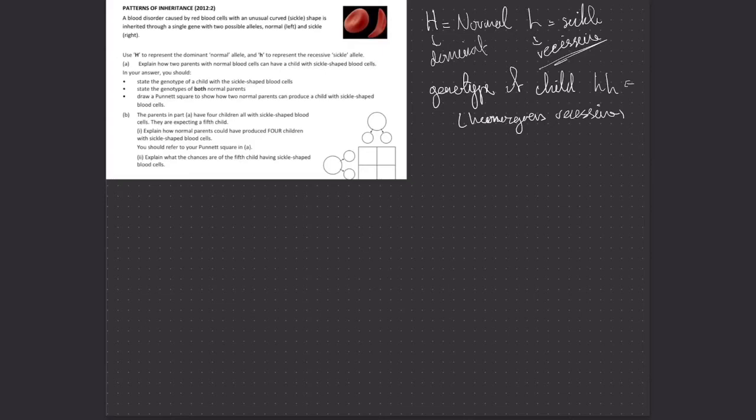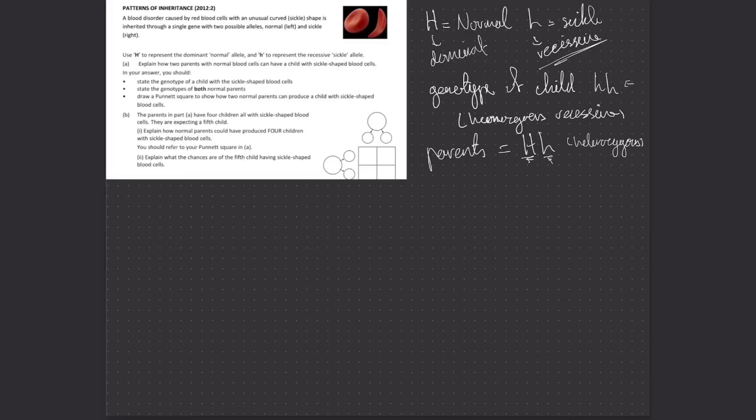Okay, so they've got both. They've got a capital H and a lowercase h. So we know parents equal heterozygous, capital H, lowercase h. Okay, they've got both. They've got an uppercase, or the dominant, so they express the normal shaped blood cell, but they have the recessive, which they've passed on to their child. And we know that because otherwise, where did the child get the gene from?